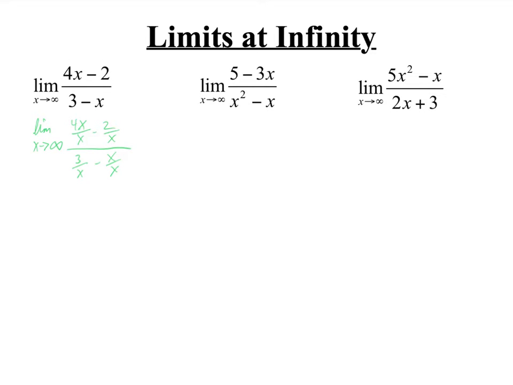What I now have is the limit as x approaches infinity. If I reduce each of these, that's what I'm going to do now. The first one becomes 4. The second one stays 2 over x, all over. The bottom left is 3 over x. And the bottom right, x over x, is 1.